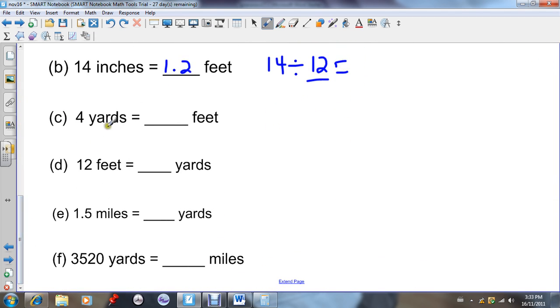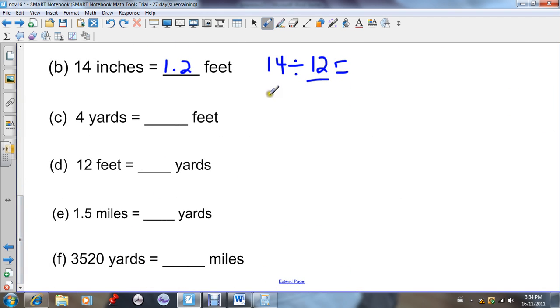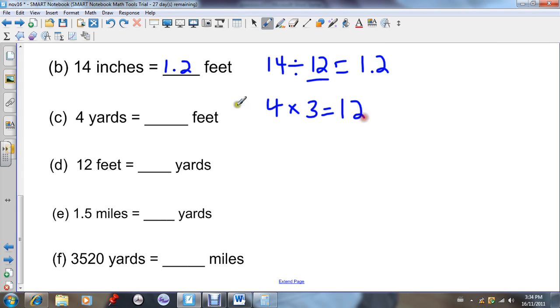Now, yards to feet. How many feet in 1 yard? If you go back up to your chart, 1 yard equals 3 feet. So you're going from here to here. 1 yard is 3 feet, so 4 yards, what are you going to do this time? Multiply or divide? Good, multiply by 3. 4 times 3 is what? If you need to, use your calculator. 4 times 3 is 12. So 4 yards is equal to 12 feet.